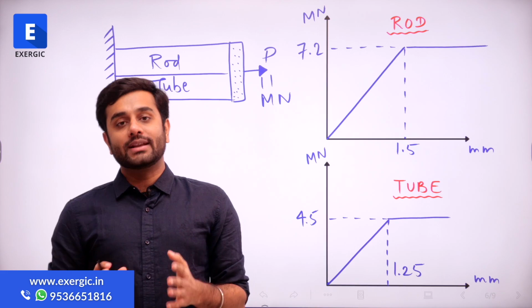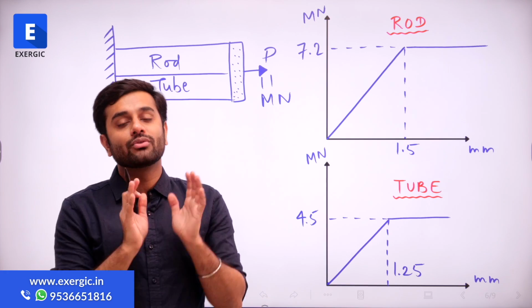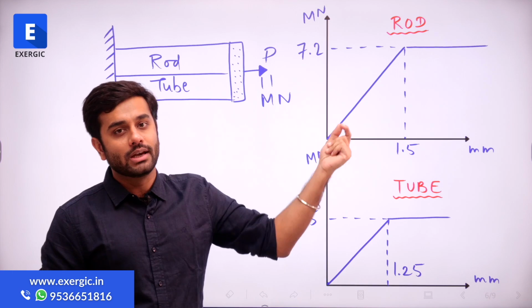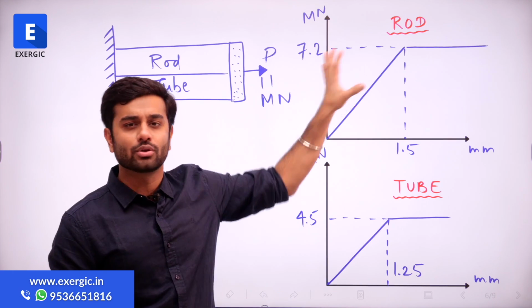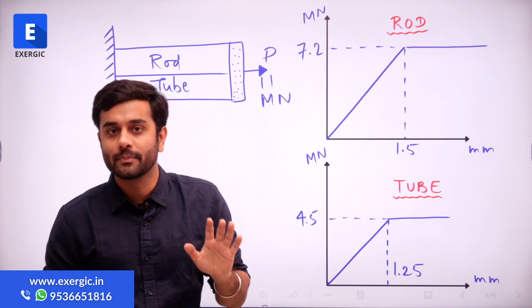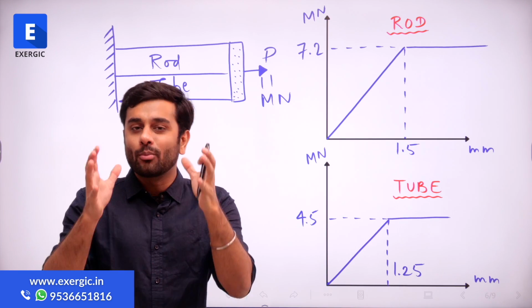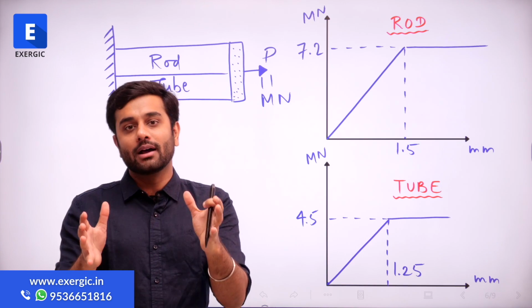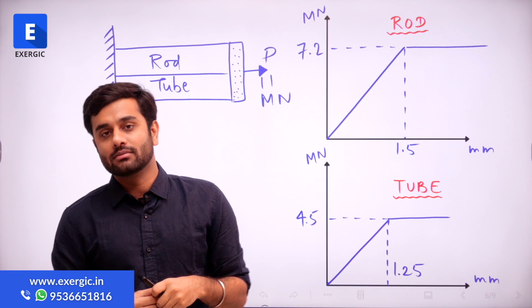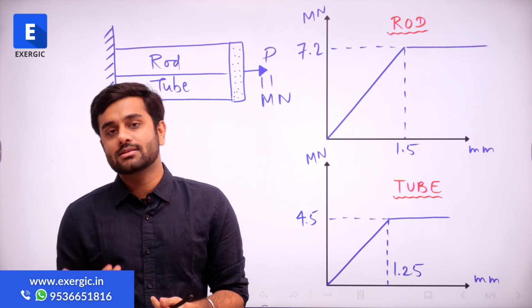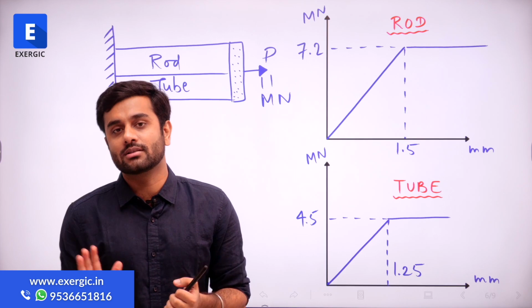So for your reference, whatever we have concluded so far, I have written here so that you know the different values at yield point, both for the rod as well as for the tube. Now, if this was a regular question where there is a composite cross section or a composite bar to which you are applying a force P, what is the normal way?